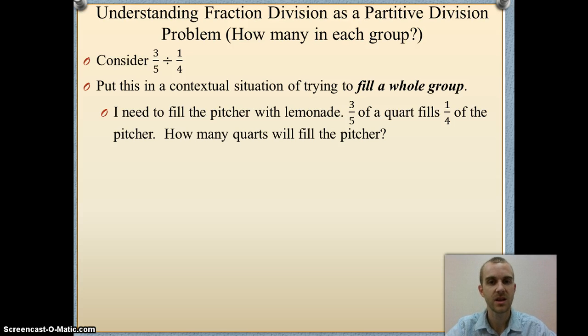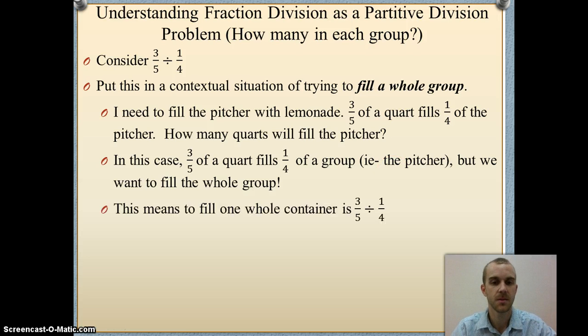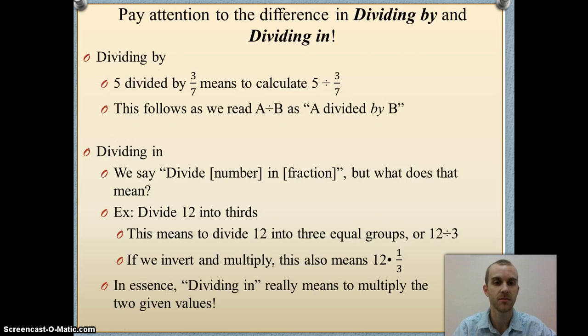So it sounds a little bit different, but the whole notion is trying to fill some container. So in this case, I know that 3/5 of a quart will fill 1/4 of a group, the pitcher, but we want to fill the entire group. So this means to fill one whole container, we have to do 3/5 divided by 1/4.